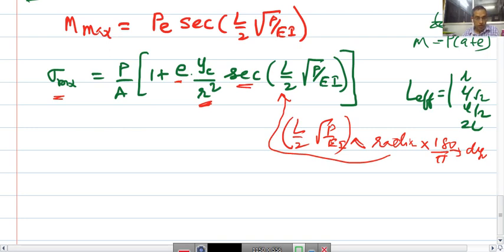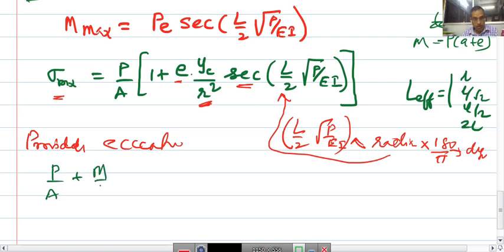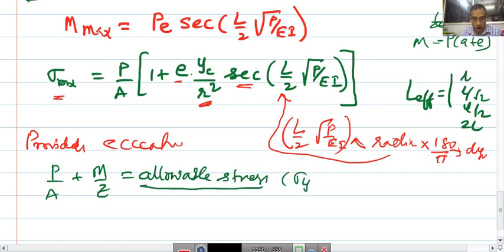And then if it is asked to provide the maximum eccentricity, or what the maximum eccentricity can be, you can use a formula which is P by A plus M by Z, right, is your allowable stress. Most of the time it is your sigma y, or with some factor of safety, that means sigma y by factor of safety. Okay, they will give you.